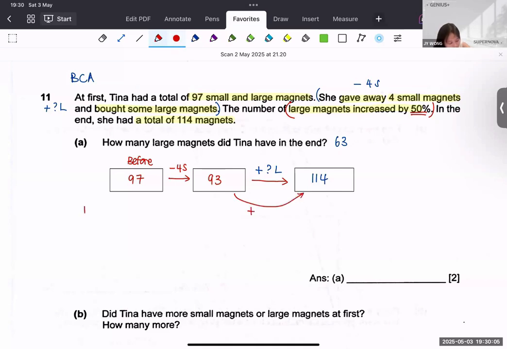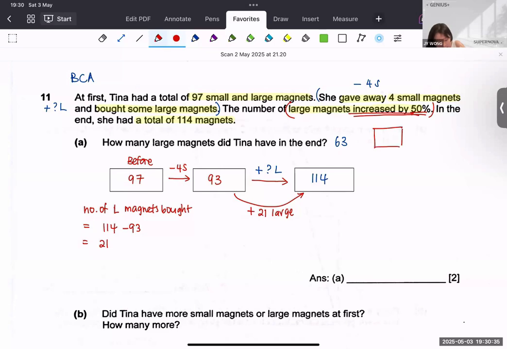So how many large Manex were bought? 114 minus 93 will give you 21. So actually, Tina bought 21 large. And this 21 large is 50%, increased by 50%. What do you understand?